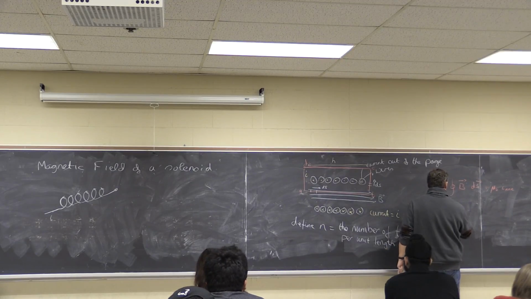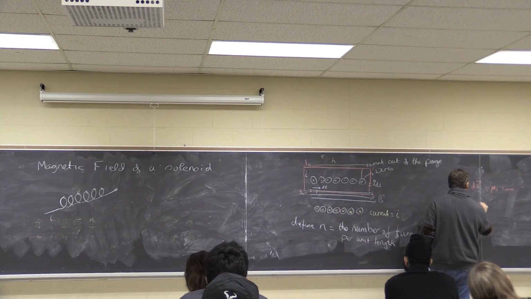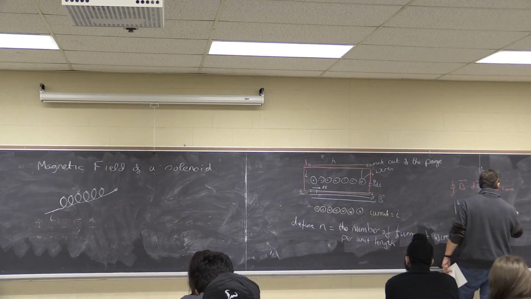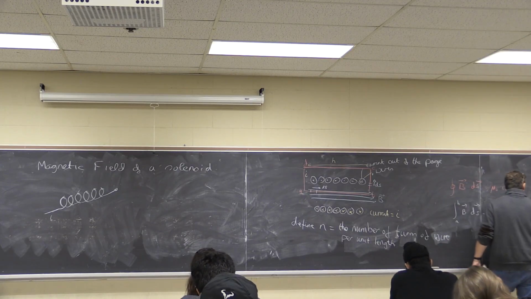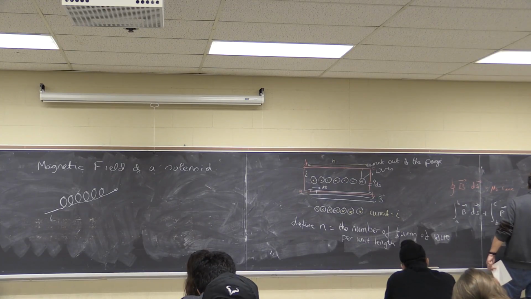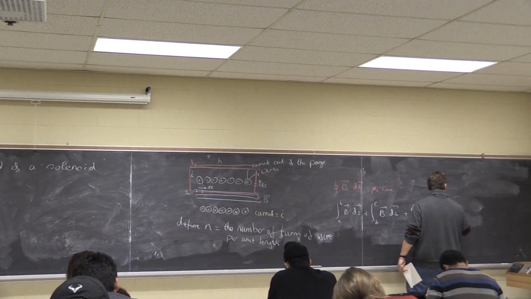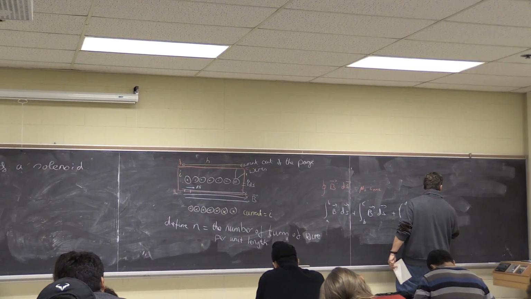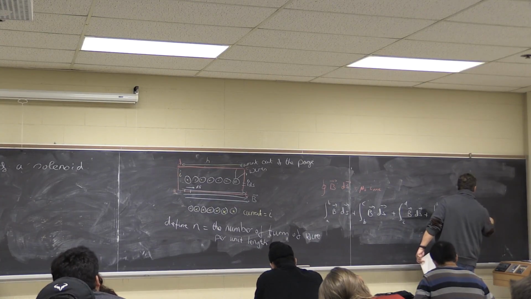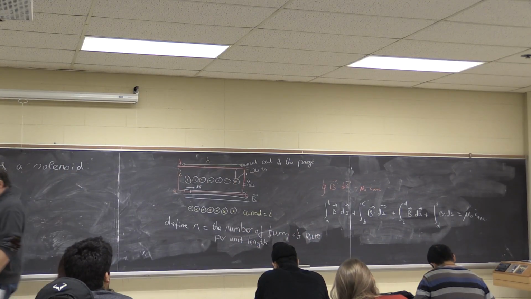So let's go integral from A to B of B dot ds plus the integral from B to C of B dot ds plus the integral from C to D of B dot ds plus the integral from D back to the beginning of B dot ds. And I know all that is mu naught times the current enclosed. So let's expand the equation. We'll just write down each of those terms.